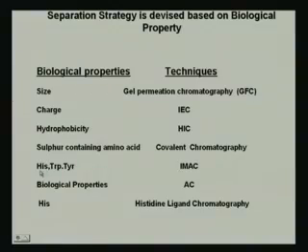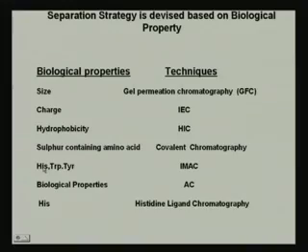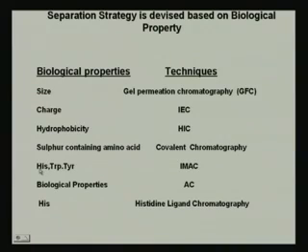Based on the other amino acids like histidine, tryptophan, tyrosine, etc., if these amino acids are present in the protein molecule, that means histidine has an imidazolium group, and tryptophan and tyrosine are aromatic amino acids. So, based on their particular characteristics, we can go for immobilized metal chelate affinity chromatography.